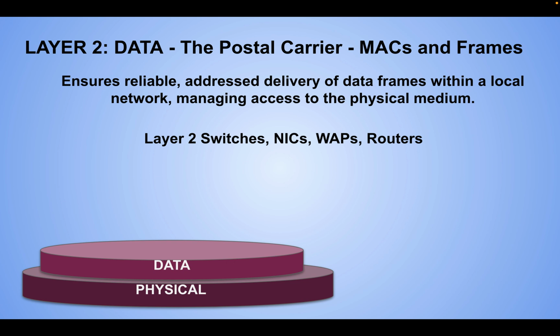Now moving up, we have layer 2, the data link layer. This layer ensures reliable address delivery of data within a local network. This is where the raw bits from layer 1 are organized into structured units called frames. And this is where MAC addresses are used to identify specific devices on that local segment. Devices like layer 2 switches, NICs, wireless access points, these all operate here.